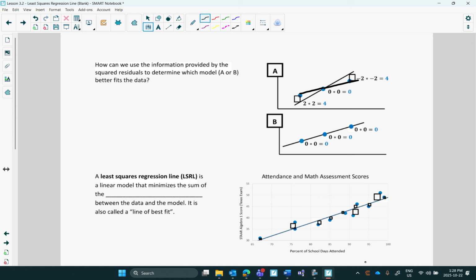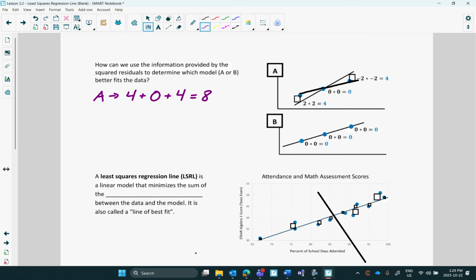So if this is 2 away, for its actual difference, we square it and we get 4. And then for this one, it's -2 away, we square it, we get 4. These are all on, so their differences are 0, and when we square the residuals, we still get 0. Okay? So in model A, you've got 4 plus 0 plus 4 equals 8.